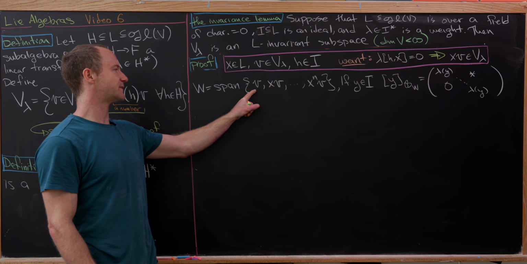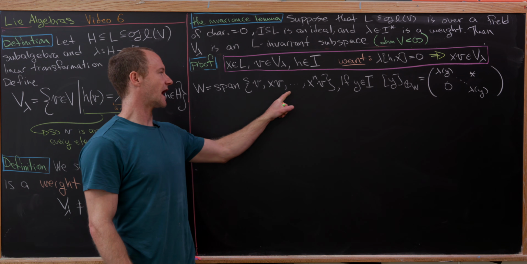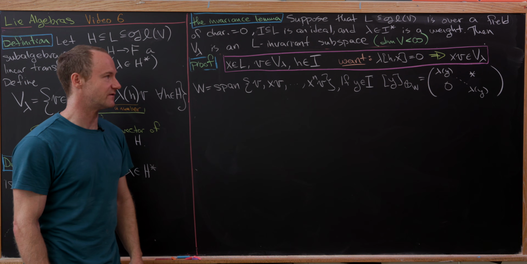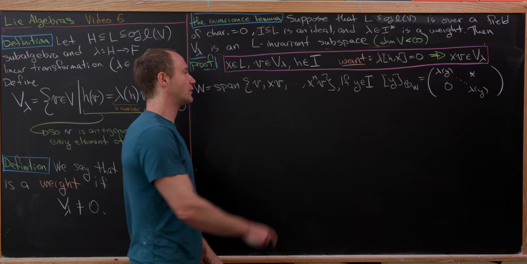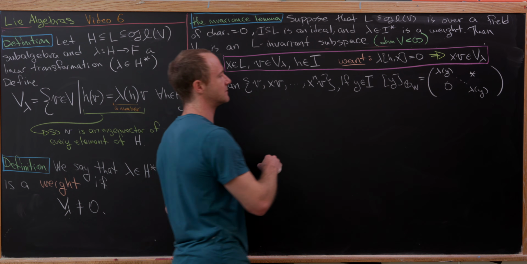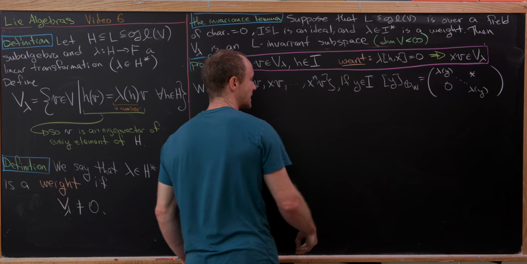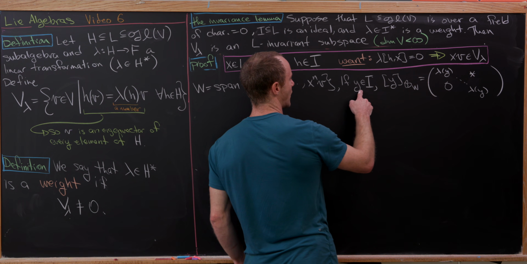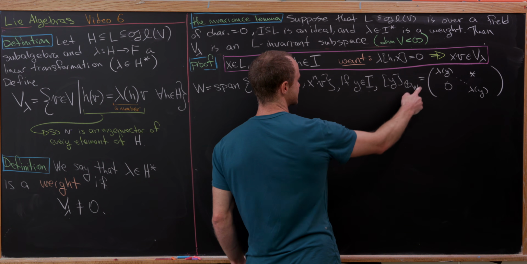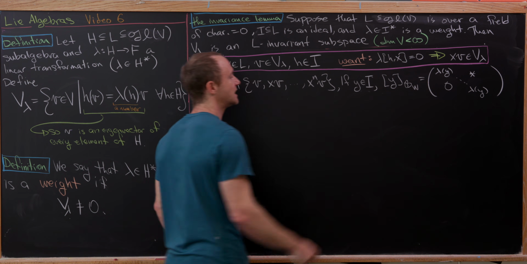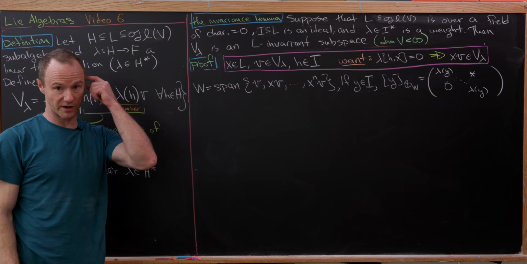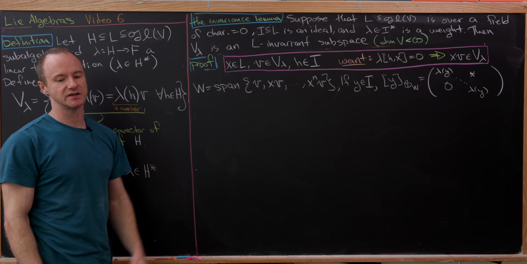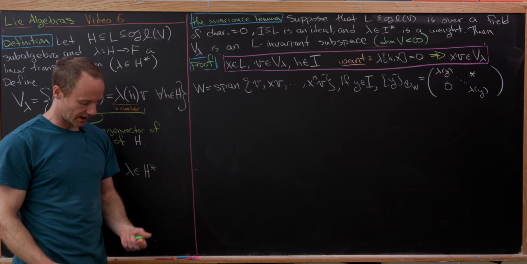And W was the span of v, xv, x squared v, up to x^n v, where we stopped it short to make it a basis. And we called that basis b sub w. And we just finished proving that if we had any element y inside of the ideal, its matrix expression in terms of b_w was upper triangular, with the diagonal being just all lambda y.